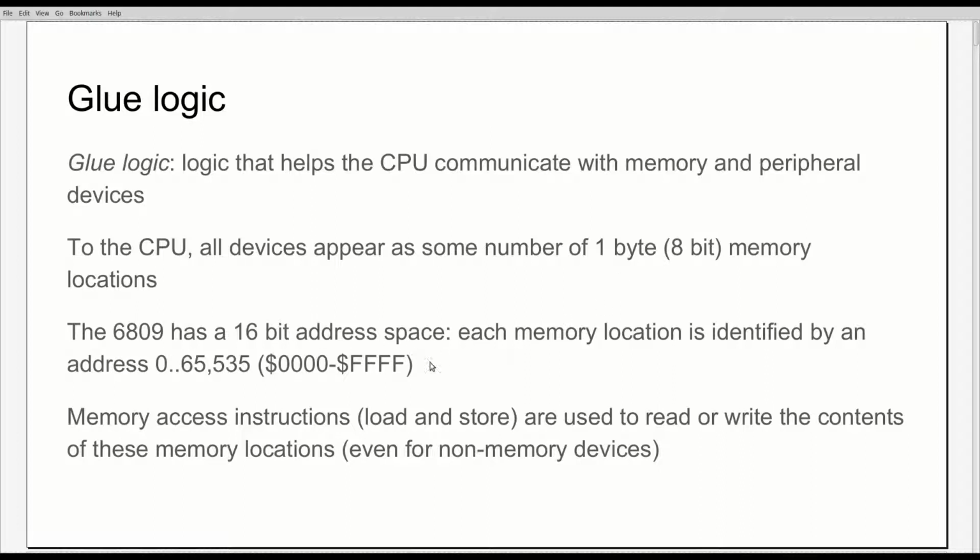The 6809 CPU has a 16-bit address space, which means that every memory location in the overall system is going to be identified by an address in the range 0 to 65,535. That is 2 to the 16 possible memory addresses. In hexadecimal notation, that's hex 0000 as the lowest address, and hex FFFF as the highest address. The way that the software the CPU is executing talks to these devices is quite simple. It simply uses memory access instructions, load and store instructions, to read or write the contents of the memory locations that are available in each device.